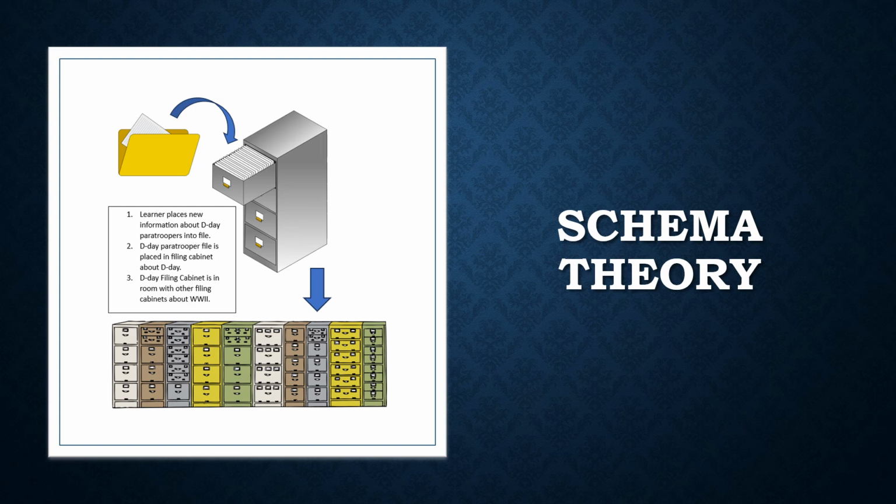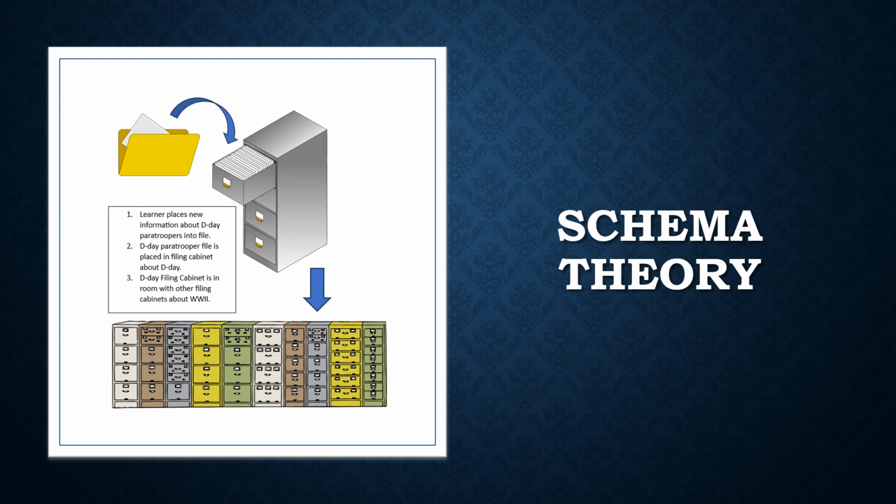So in this illustration, I talk about D-Day paratroopers being something new that the learner gains information about. They put that into a file. This file is then put into a filing cabinet that is about D-Day. So they've just connected this new information about D-Day paratroopers to their existing schema about D-Day. And then this D-Day filing cabinet would be in a room with other filing cabinets about World War II.